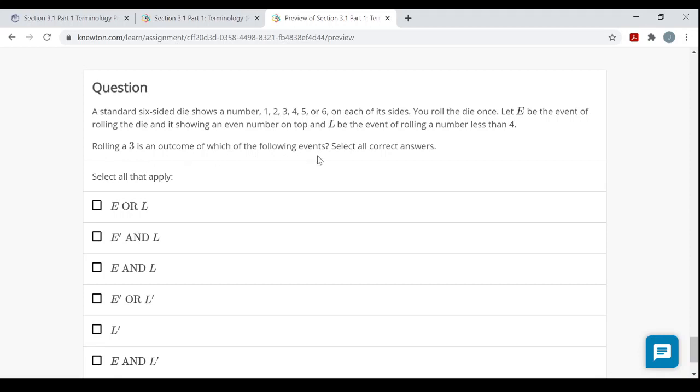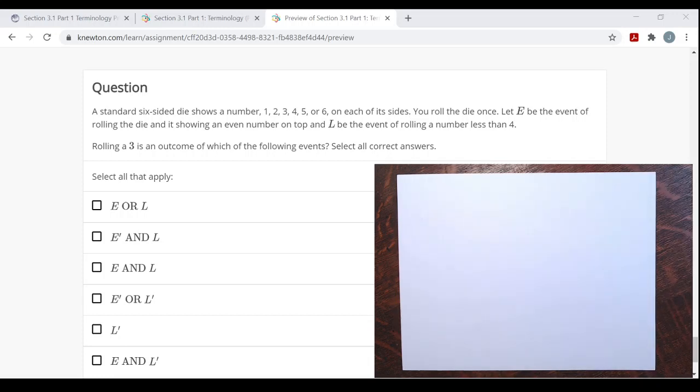I'm going to bring up a piece of paper here, and we're going to show you. I'll write out what these events are.